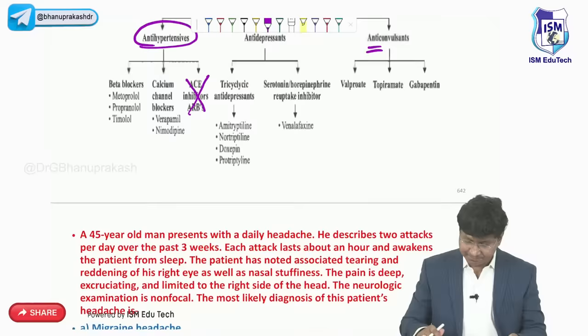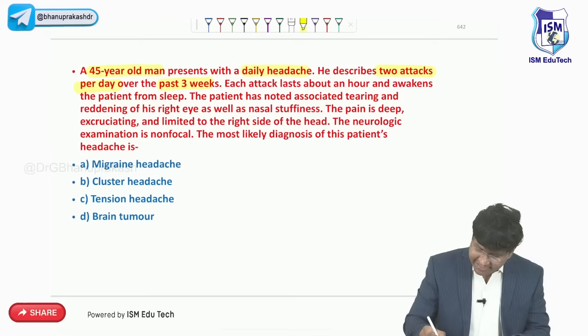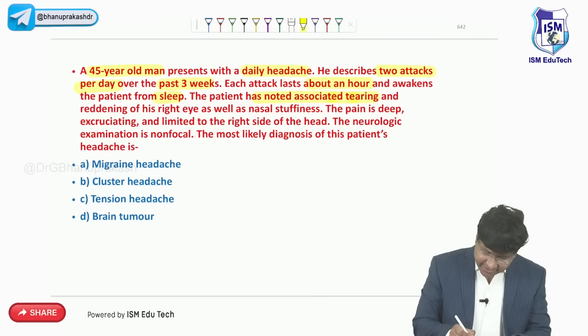Next. A 45-year-old man, daily headache, 2 attacks per day for the past 3 weeks. Each attack lasts almost an hour and it awakens the patient from sleep. The patient has noticed associated tearing and reddening of the right eye. There is also nasal stuffiness. The pain is very deep, excruciating, and limited to the right side of the head. The neurological examination is non-focal.